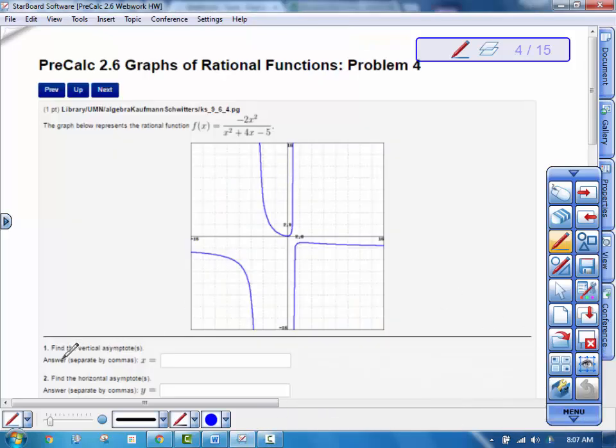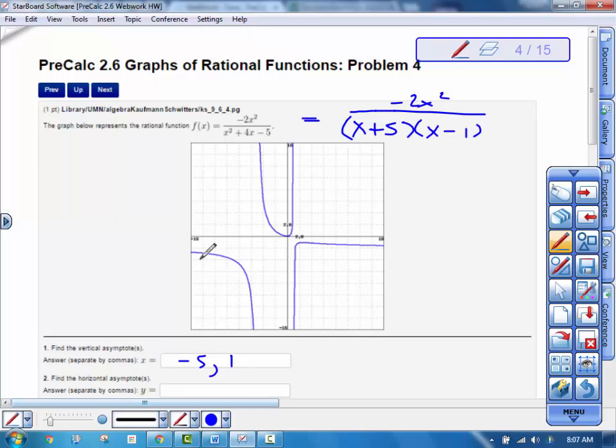Next problem wants us to find the vertical asymptotes. Vertical asymptotes occur at zeros at the bottom, so we've got to try to factor this into linear factors if we can. We need two things that multiply to be -5 and add together to be 4. So that'd be x plus 5 and x minus 1. So the vertical asymptotes are at -5 and 1.